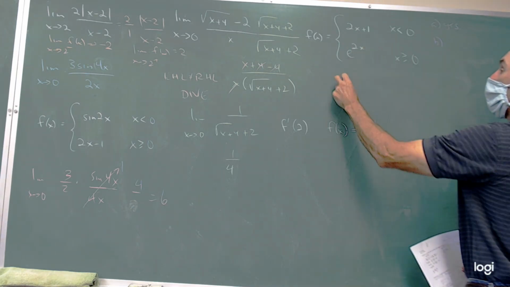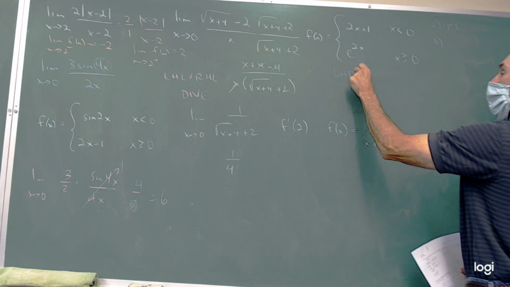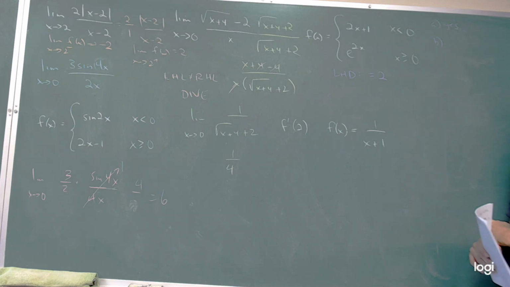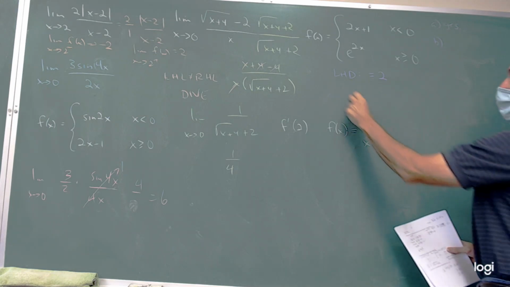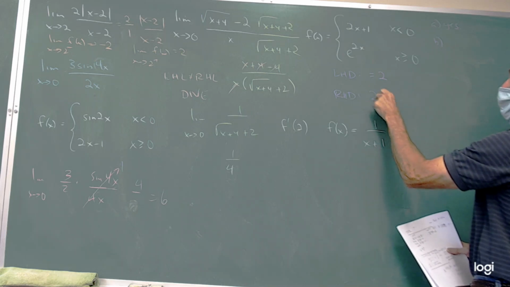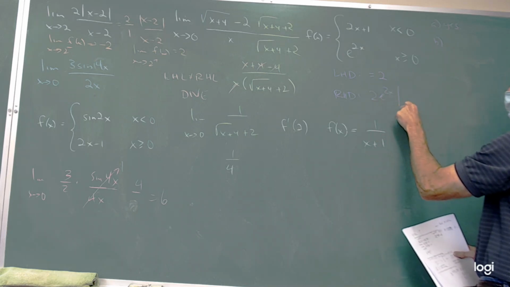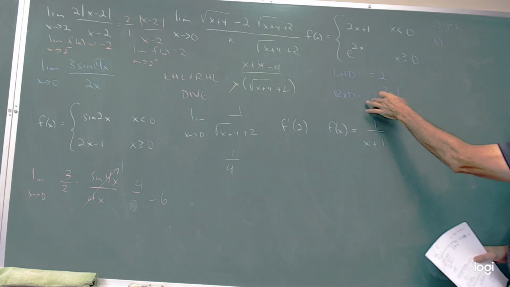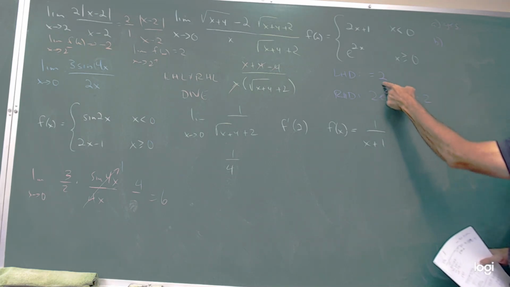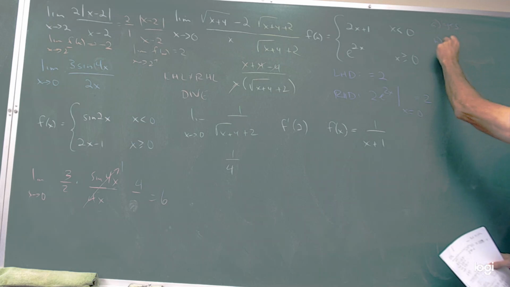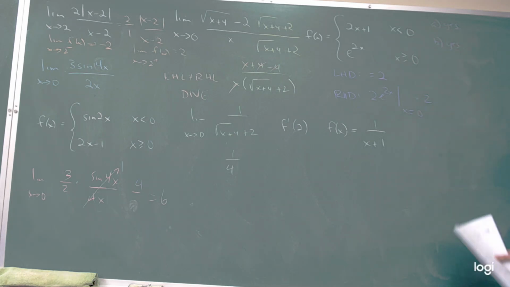So here we are to the left. The left-hand derivative is going to be just 2, no matter what you plug in for x. The right-hand derivative, if we differentiate this, is going to be 2e to the 2x. When you plug in 0 there, you're going to get e to the 0 is 1, times 2 is 2. So since the left-hand derivative is equal to the right-hand derivative, and it was continuous, then yes, it is also differentiable.